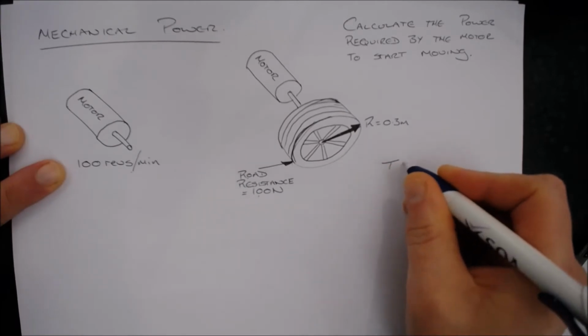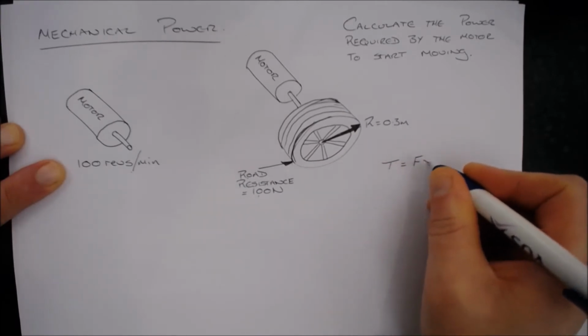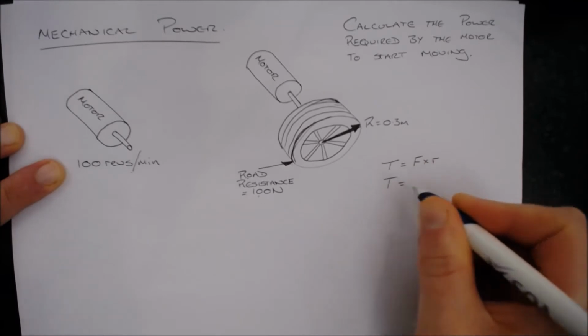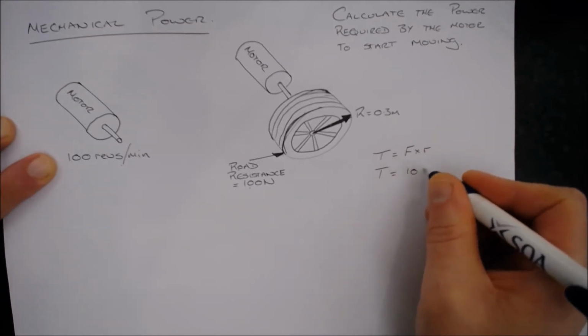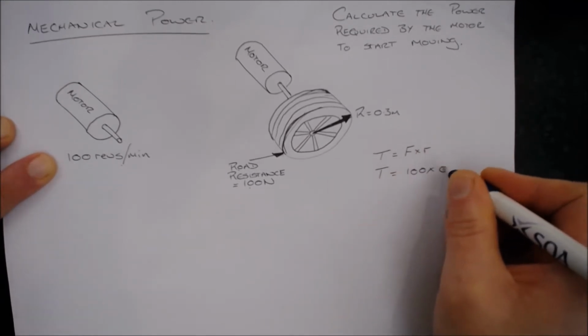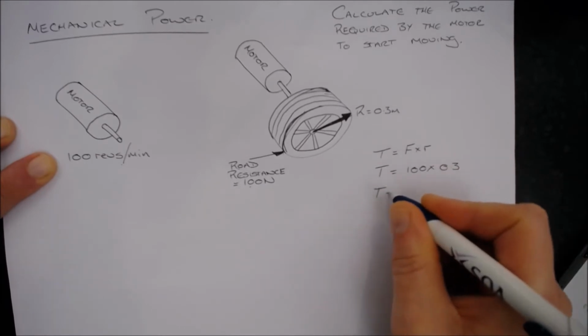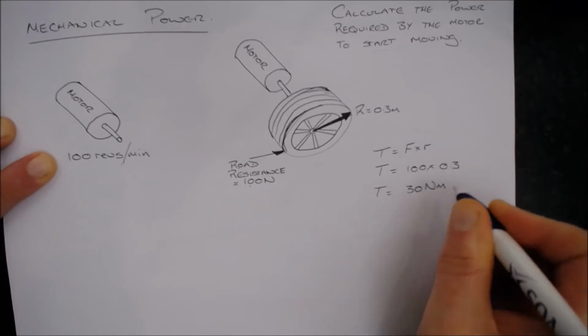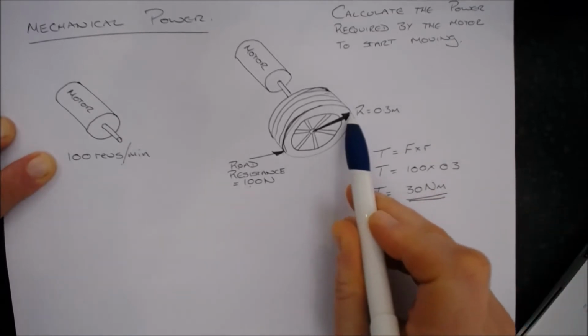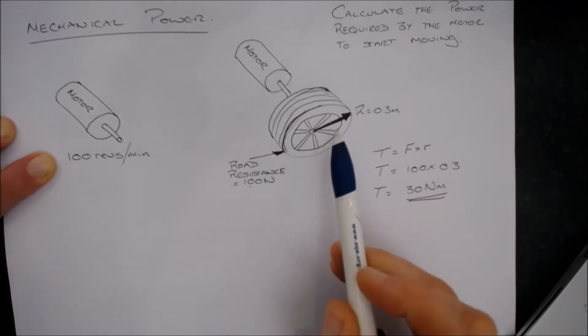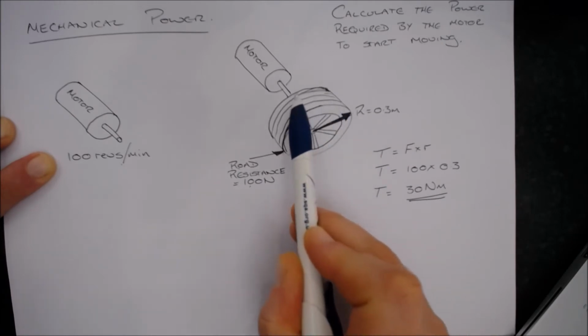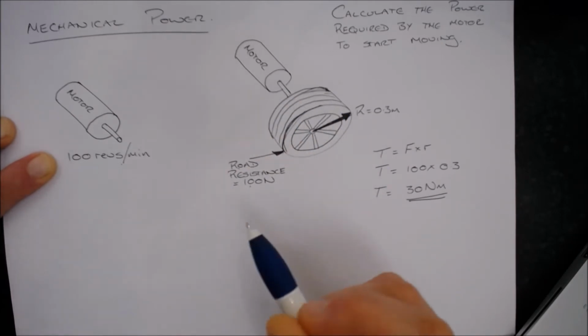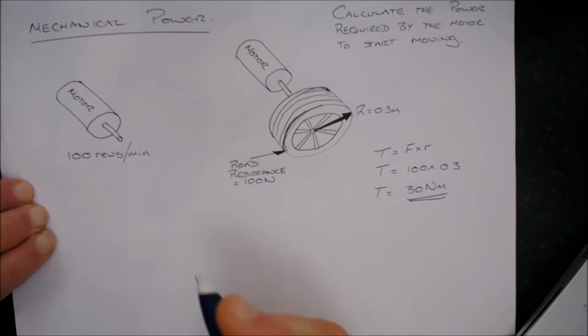So torque is equal to force times radius. Torque therefore is 100 newtons times the radius of 0.3. Torque therefore would be 30 Newton meters. So that's the torque at the outside of the wheel. Now if we work back from the outside of the wheel, back to the shaft, back to the motor, then we should be able to work out the power.